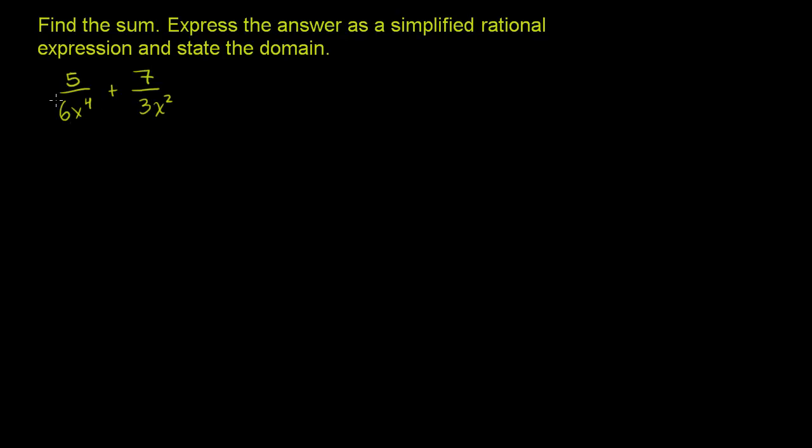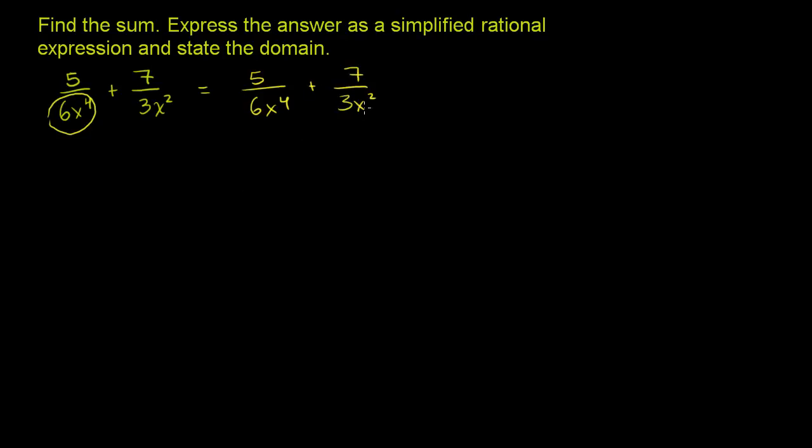This is the smallest number, or the smallest expression, I guess, that is divisible by both 6x to the fourth and 3x squared. So let's make that the common denominator. So this sum is going to be equal to 5 over 6x to the fourth plus, and now what we want to do is write this with 6x to the fourth as the denominator. So let me just write it again. So plus 7 over 3x squared.